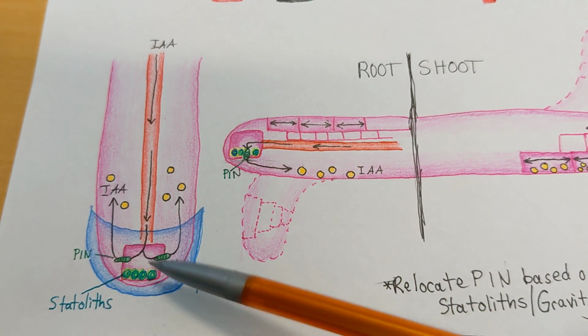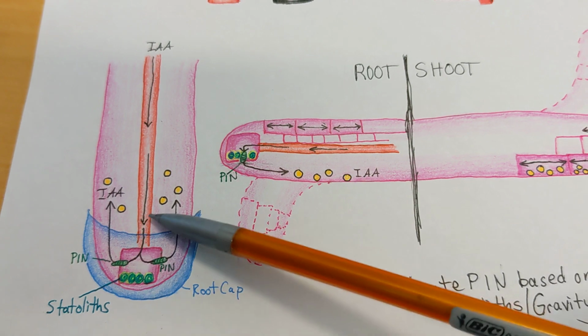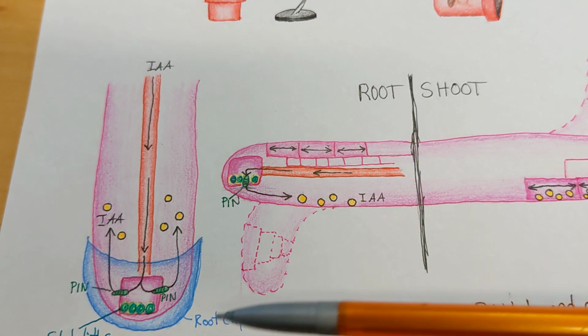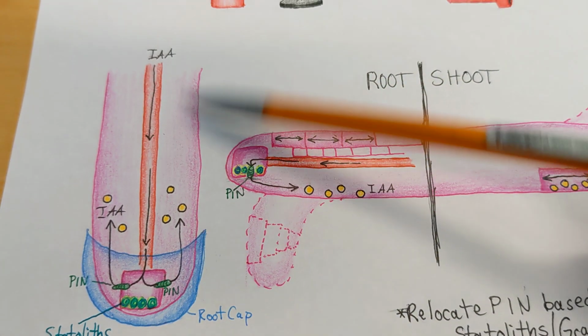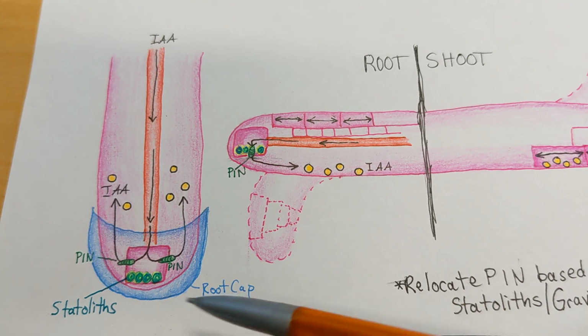Ultimately, it's going to get down to the tip of the root. Here's the root cap, and it is going to be diverted back up. Okay, so that's usually how it works when the root is already growing down, right? When the plant is oriented with gravity already.